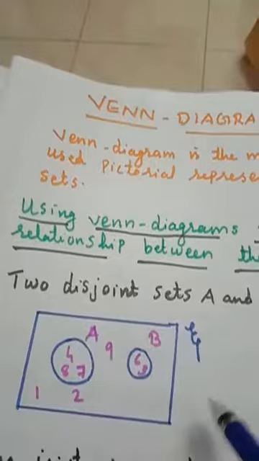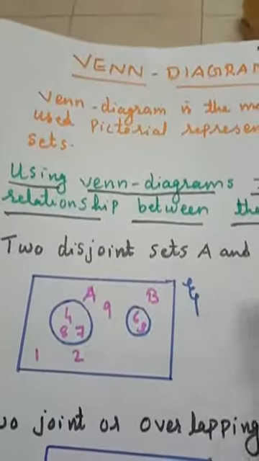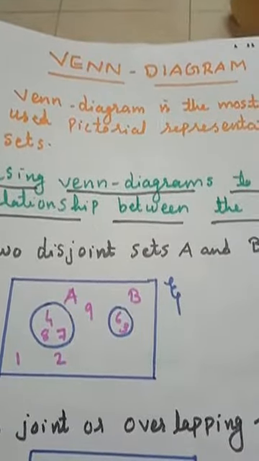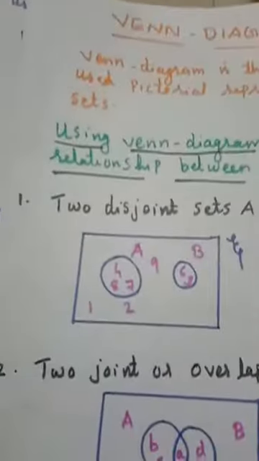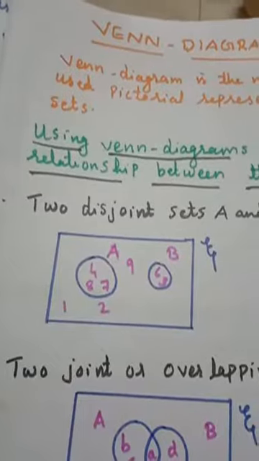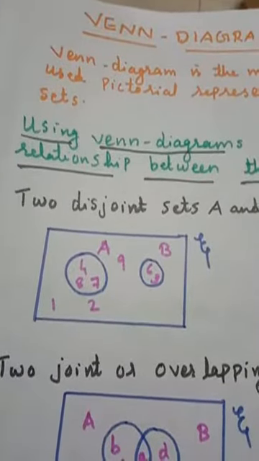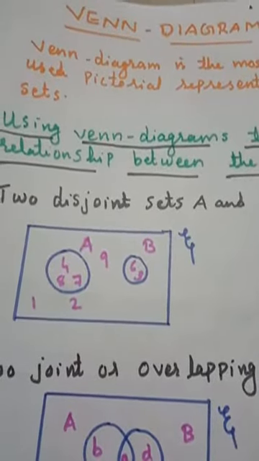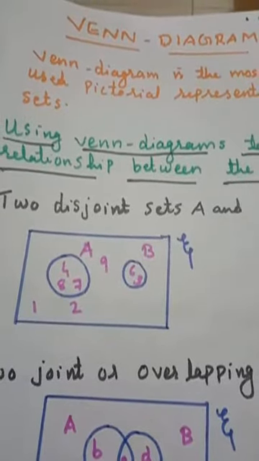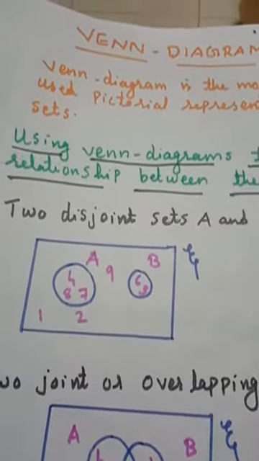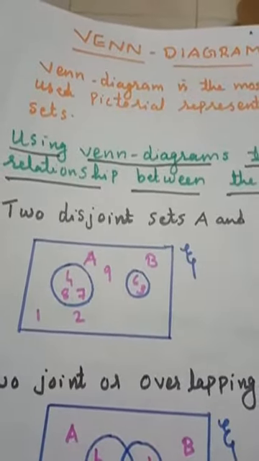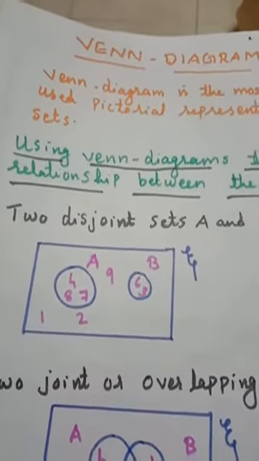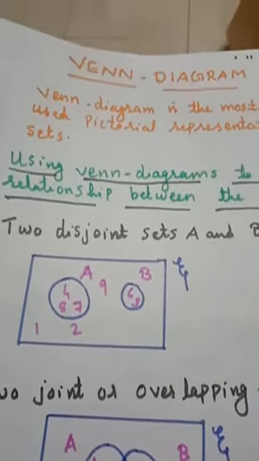First of all, a rectangle is there. This rectangle is called a universal set. And all the sets are marked inside this universal set. Usually circles are used to mark the sets. If you want, you can use oval shapes, etc.